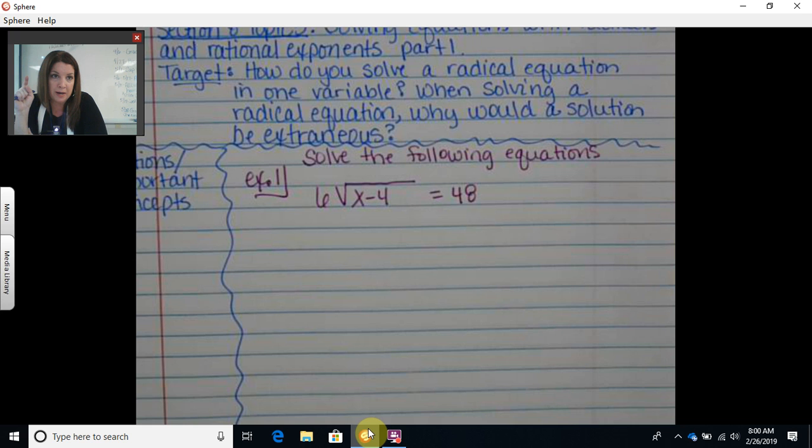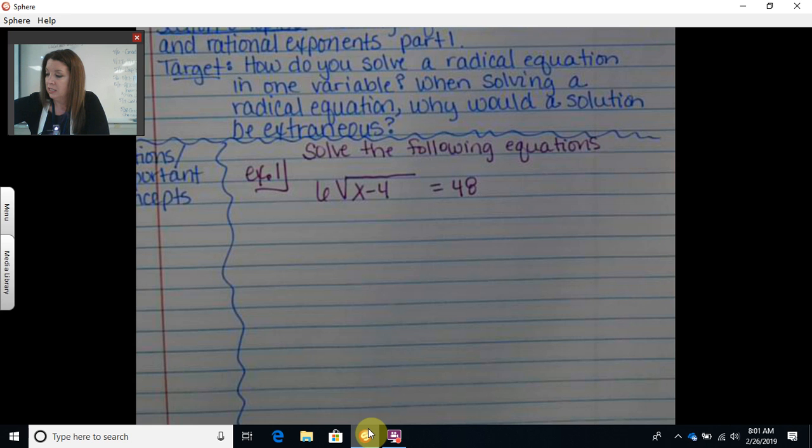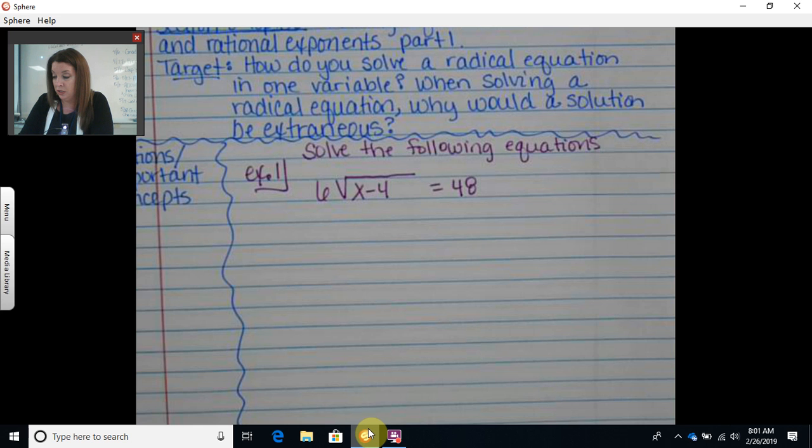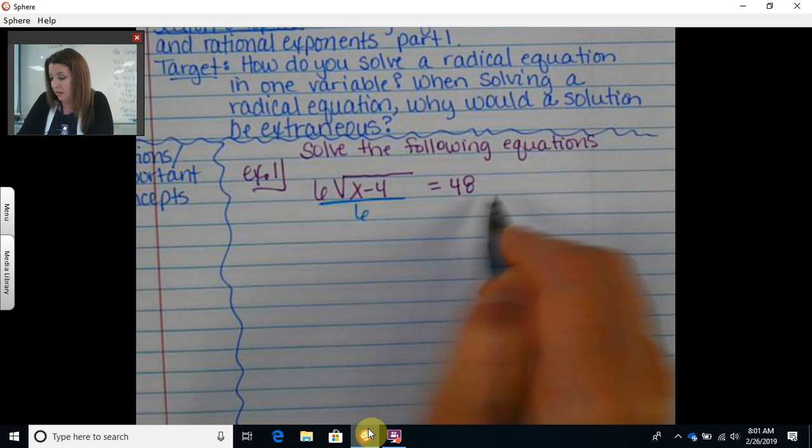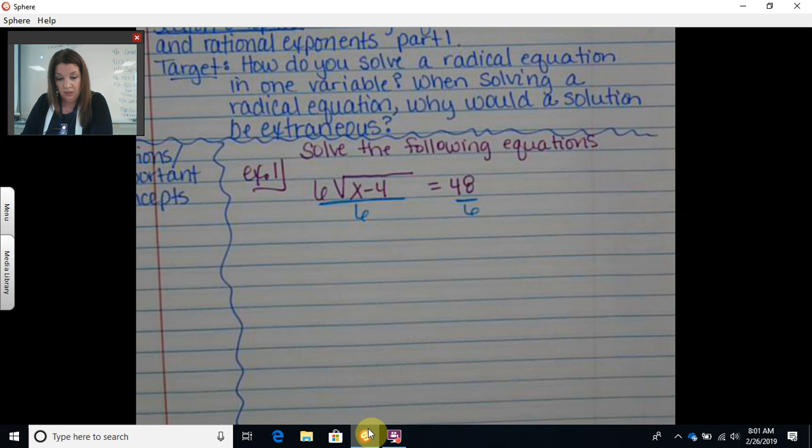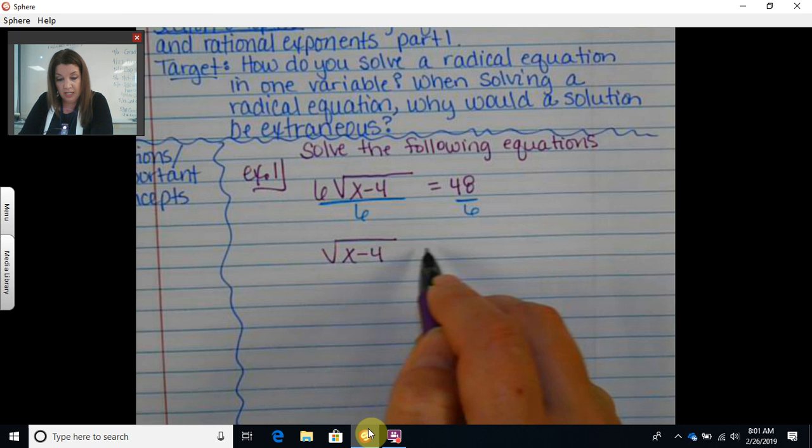Divide by 6. So 6 square root of x minus 4, that's one term. So I divide that whole term by 6. And I've got to divide every term in the equation by 6. So obviously on the left, the 6 cancels. And I'm left with the square root of x minus 4 equals 8.